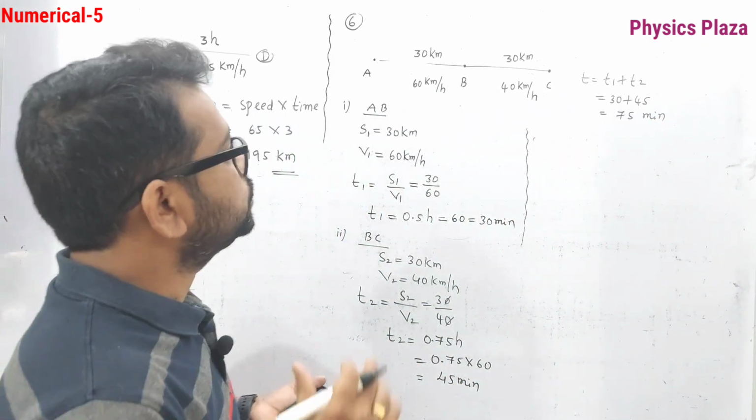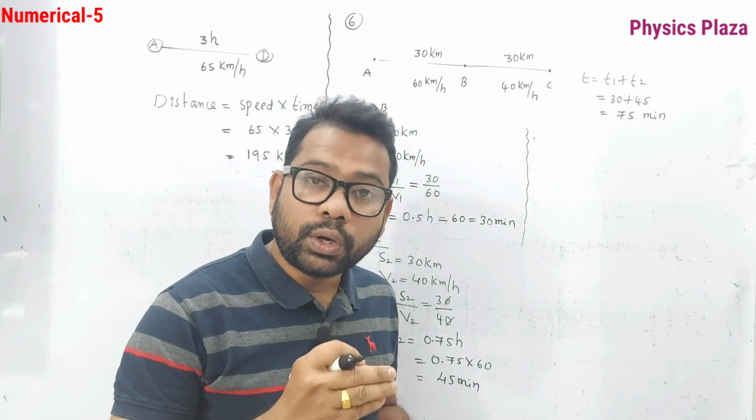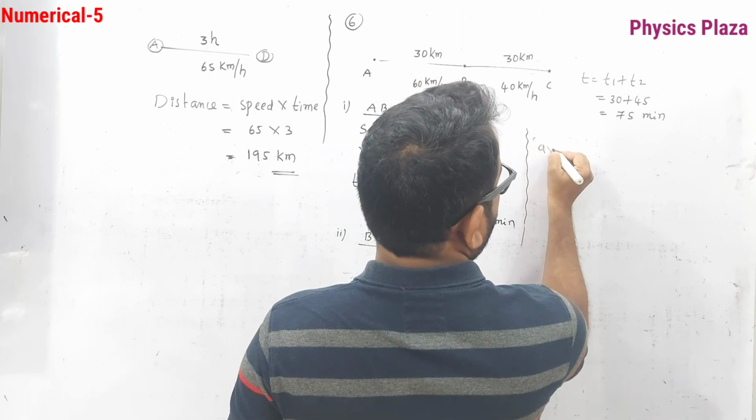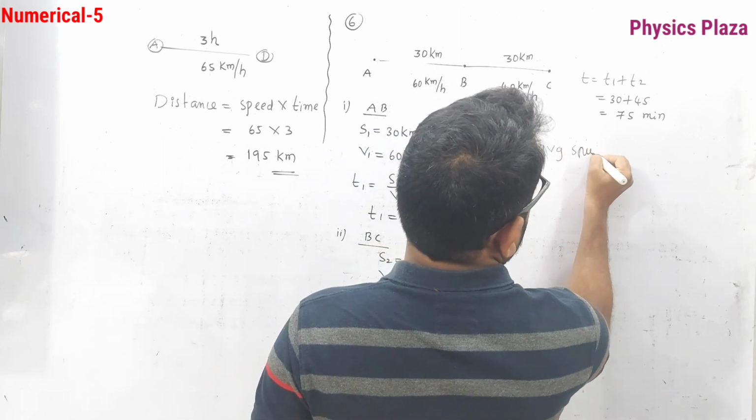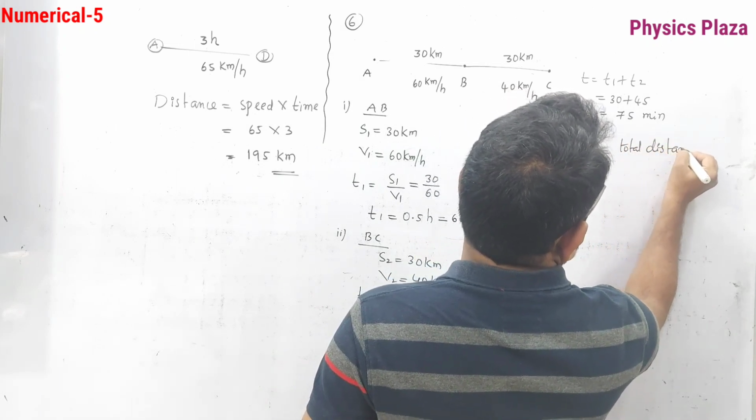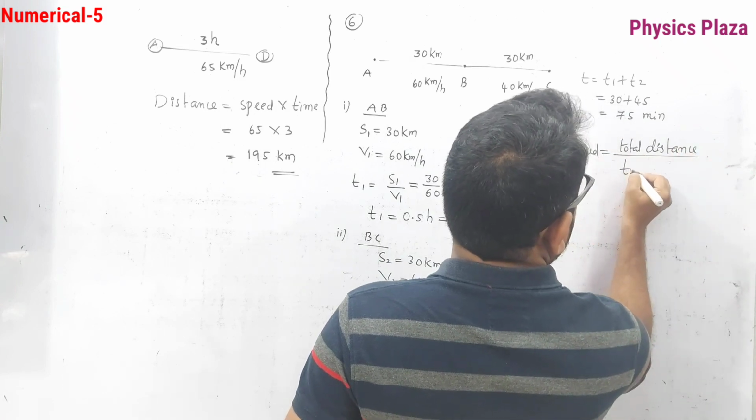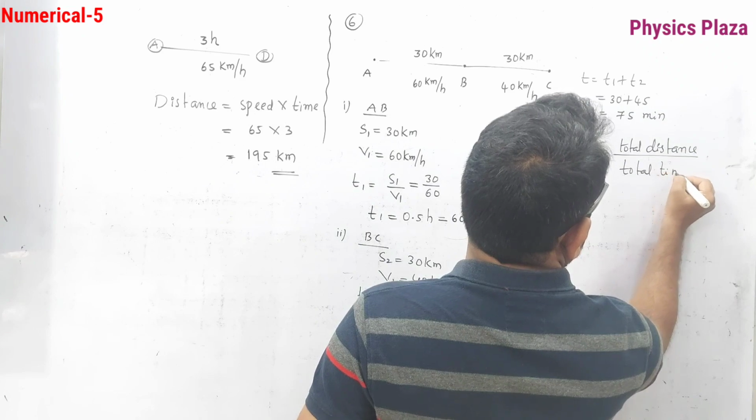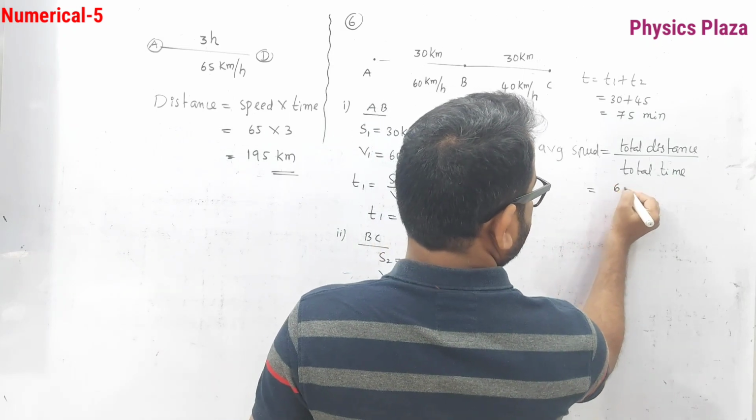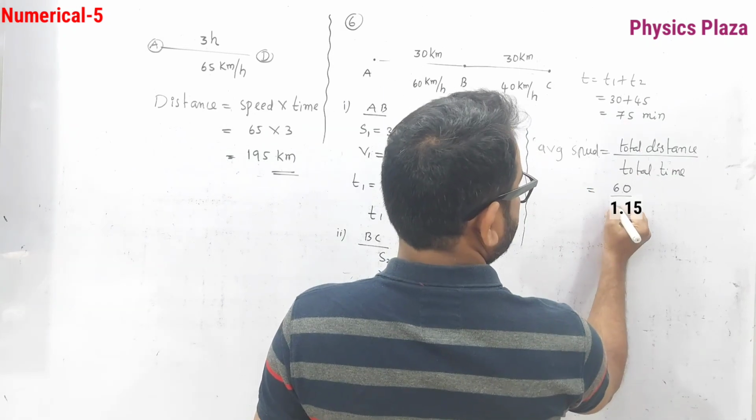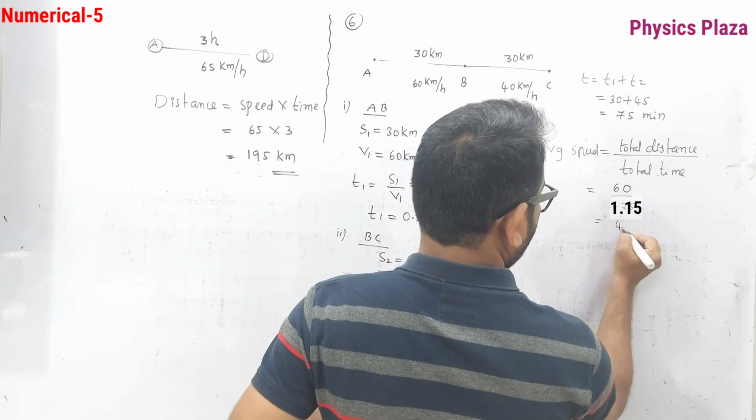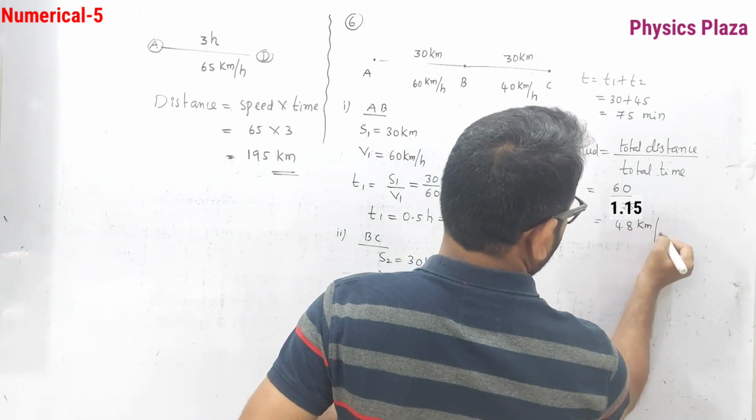So children, in the second part of the question they are asking us to calculate the average speed. We know that average speed is equal to total distance traveled by total time taken. So total distance is how much? 30 plus 30, it is going to be 60. So this is 60 by total time taken, which can be written as 1.25 hours. If you simplify this, we'll get 48 kilometer per hour.